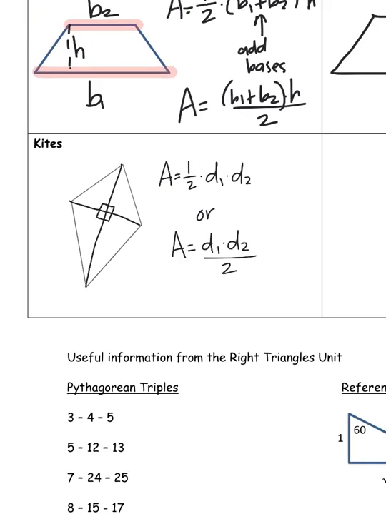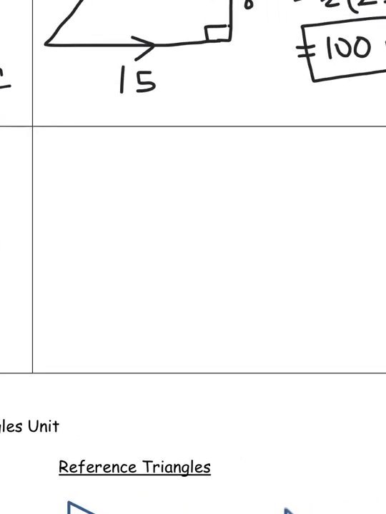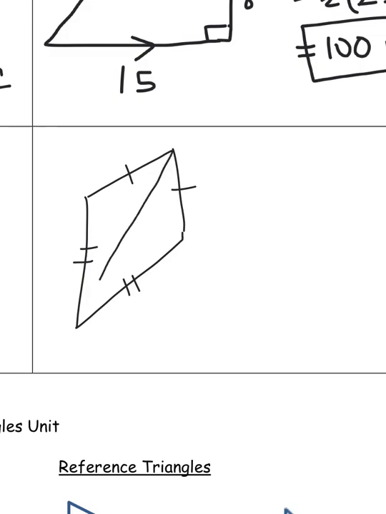Alright, we're going to do our first example of a kite. I'm going to draw it like this. I know a kite has these two congruent and these two congruent. I'll draw in the diagonals. Let's say that this side is 10, this side is 8, and this side right here is 2.